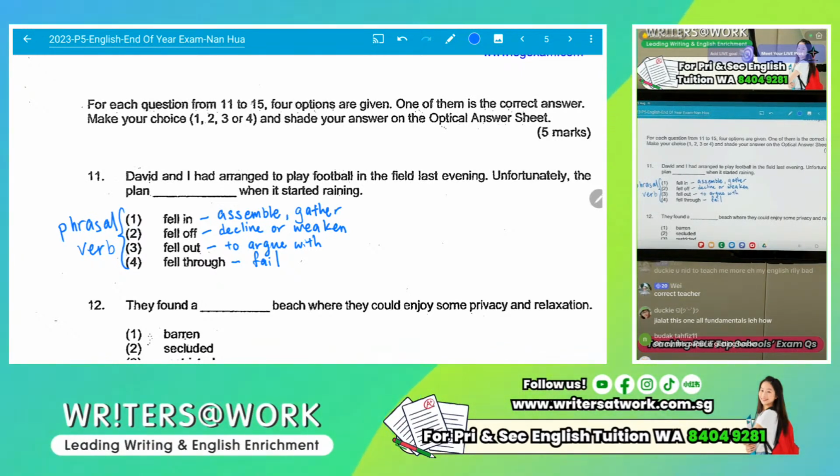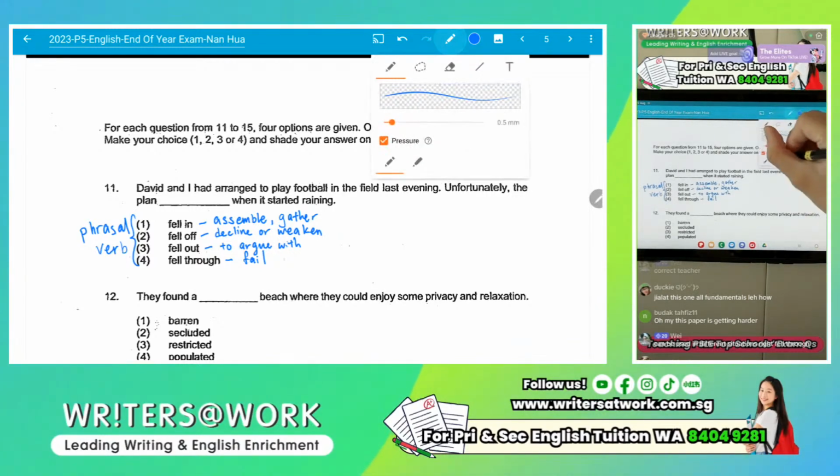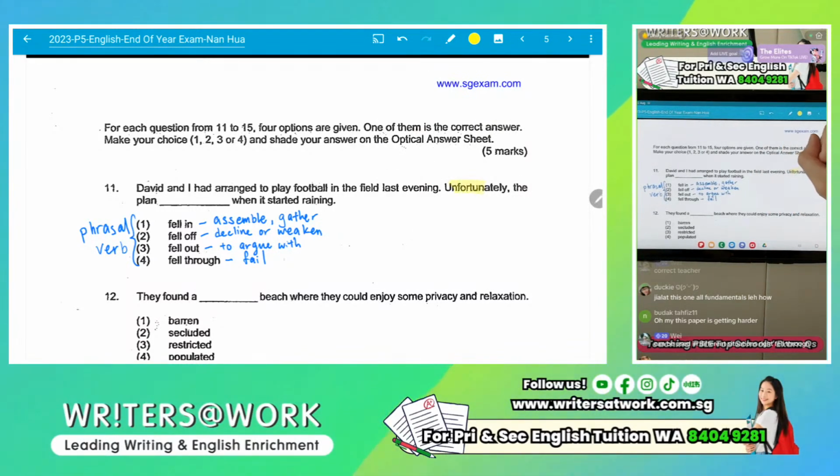To fall through is to fail, not to succeed. Okay, and now looking at this question over here, David and I had arranged to play football in the field. Unfortunately gives us a clue about how the plan turned out. It started raining. Now, you shouldn't really be playing football in the field outdoors if it's raining, right? So unfortunately, the plan did not go through. If the plan did not go through, that means the plan failed.